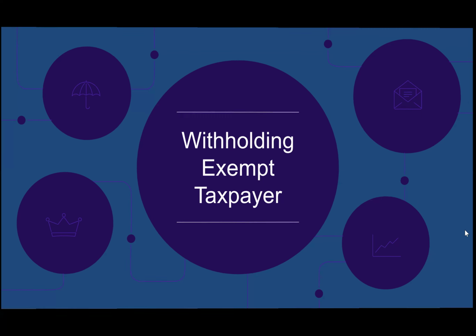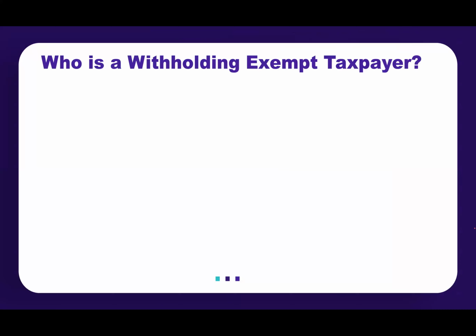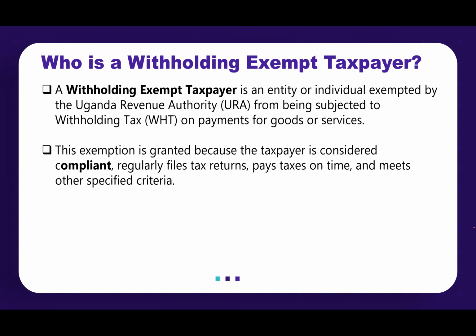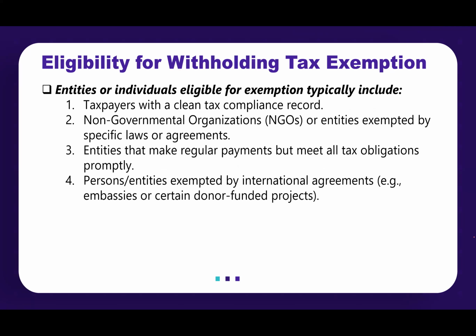So, how do I help a client get into this category, withholding exempt taxpayer? So we are saying that a withholding exempt taxpayer is an entity or individual exempted by URA from being subjected to withholding tax on payments for goods or services. This exemption is granted because the taxpayer is considered compliant. They regularly file their tax returns, they pay their taxes on time, and they meet other specified criteria. So they are really, like I mentioned, clean.